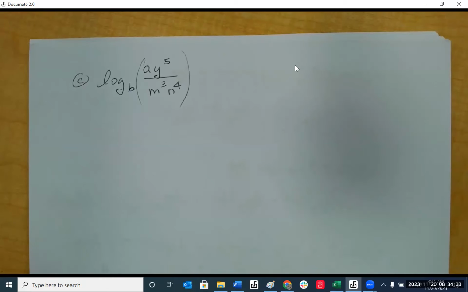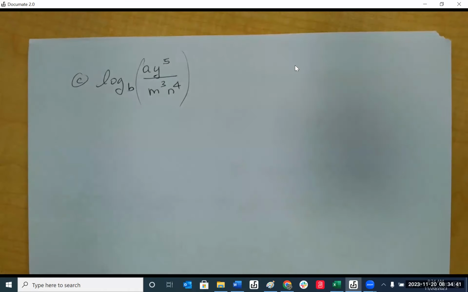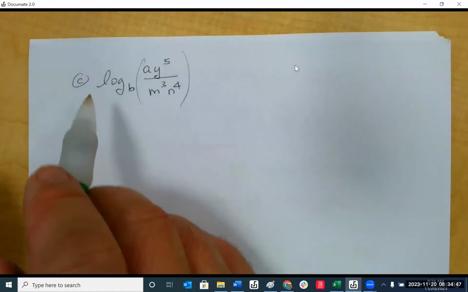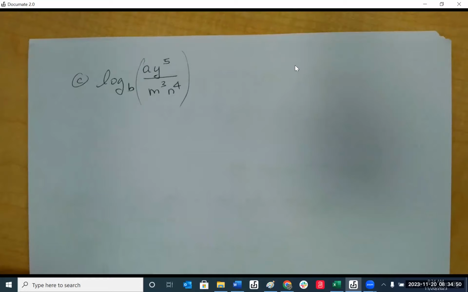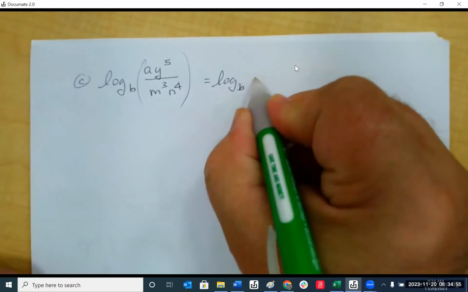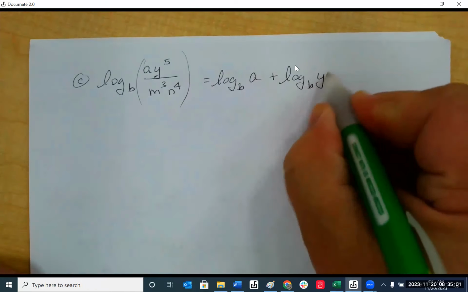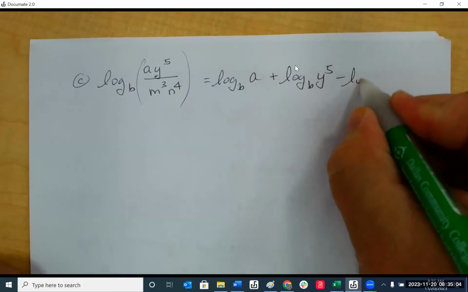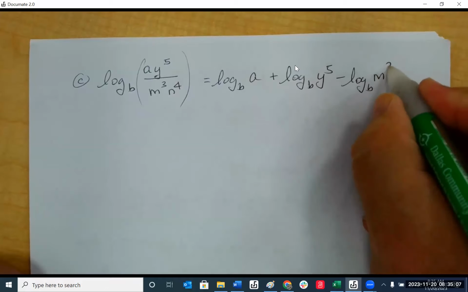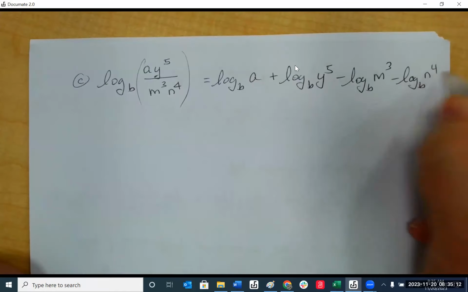With practice, remember, since we have a quotient, we could just jump. There's a shortcut we can do automatically. Remember I said earlier, if it's on top, it has a plus in front of it. If it's on the bottom, it has a minus in front of it. So what we could do is log base b of a, plus log base b of y to the 5th, minus log base b of m to the 3rd, minus log base b of n to the 4th.